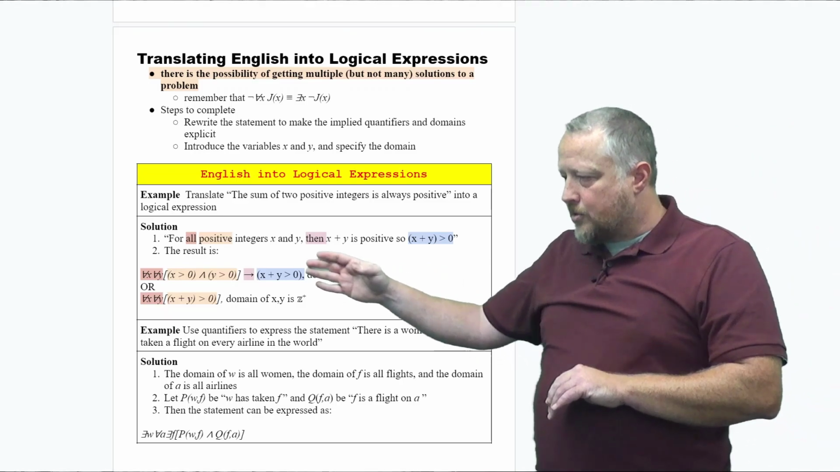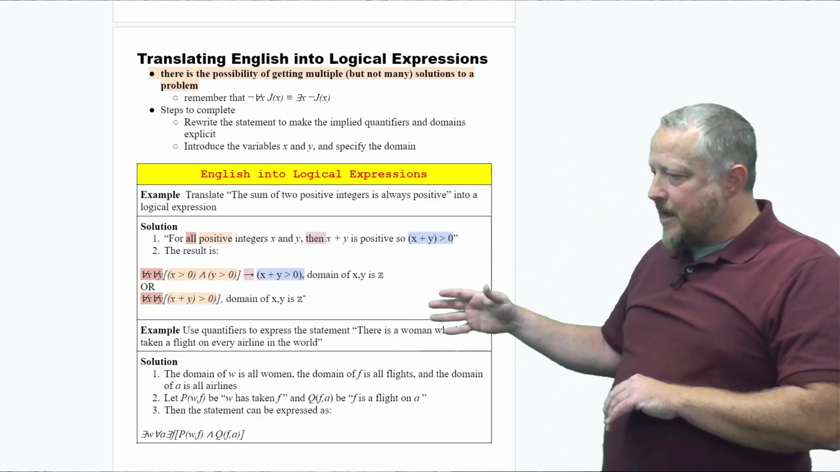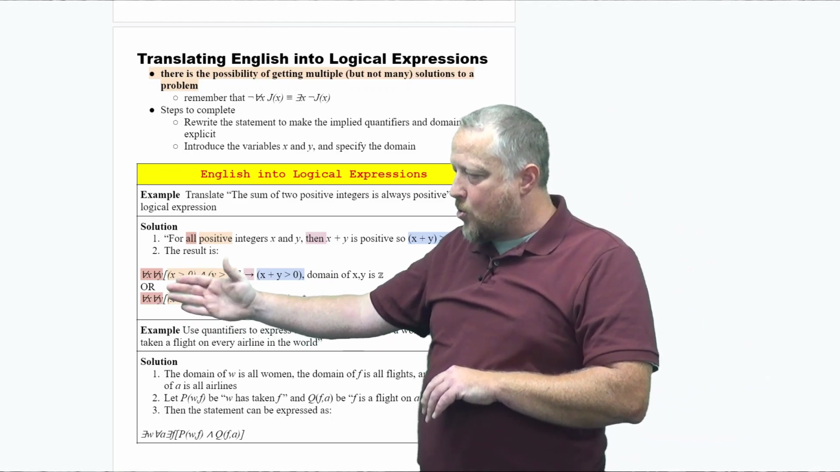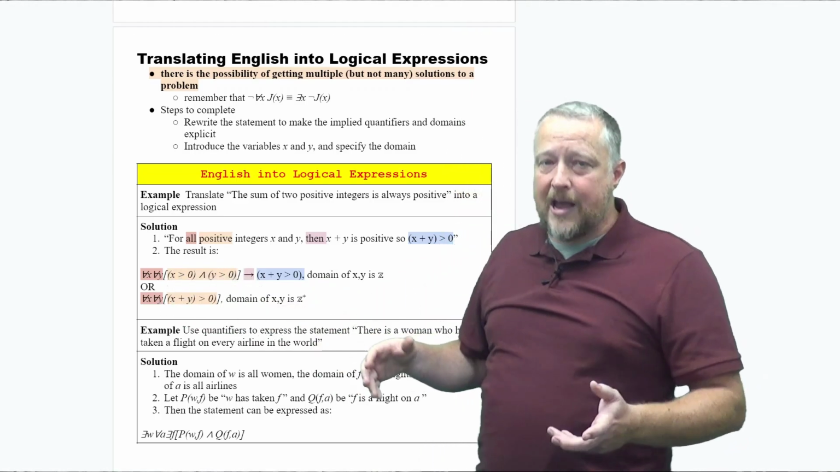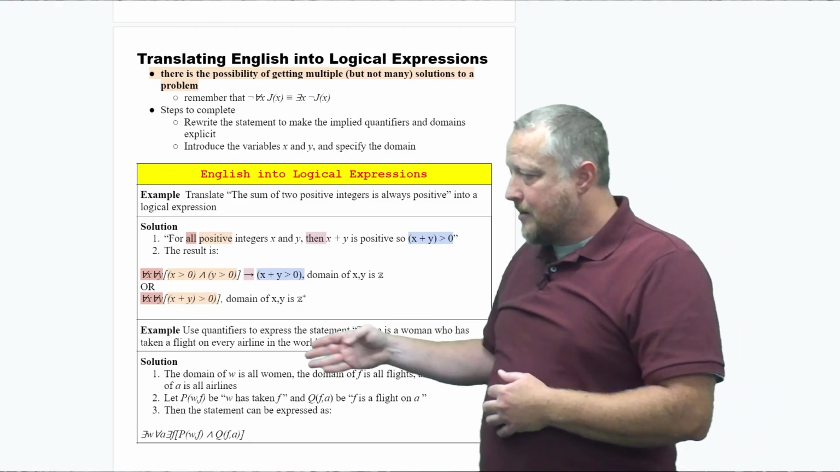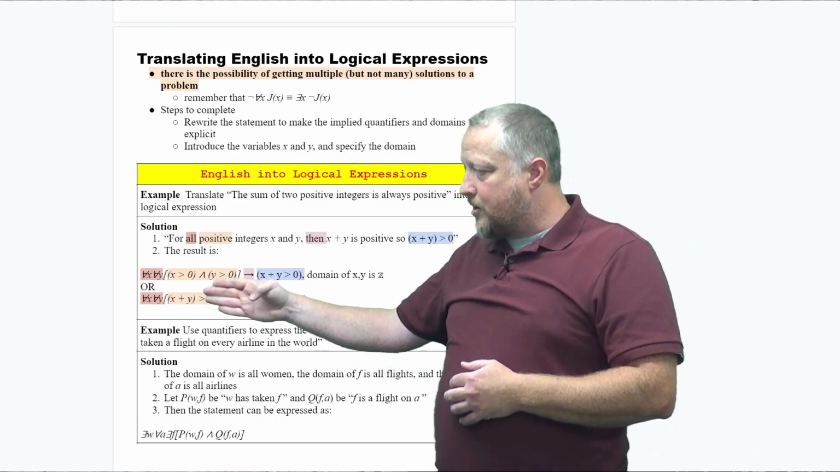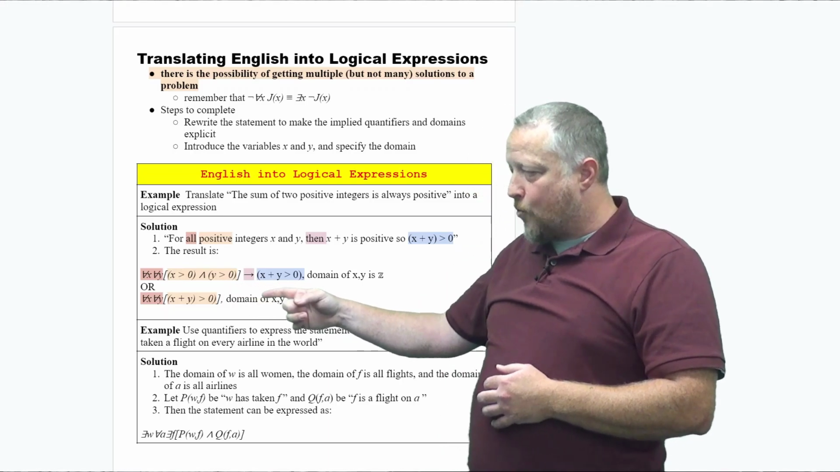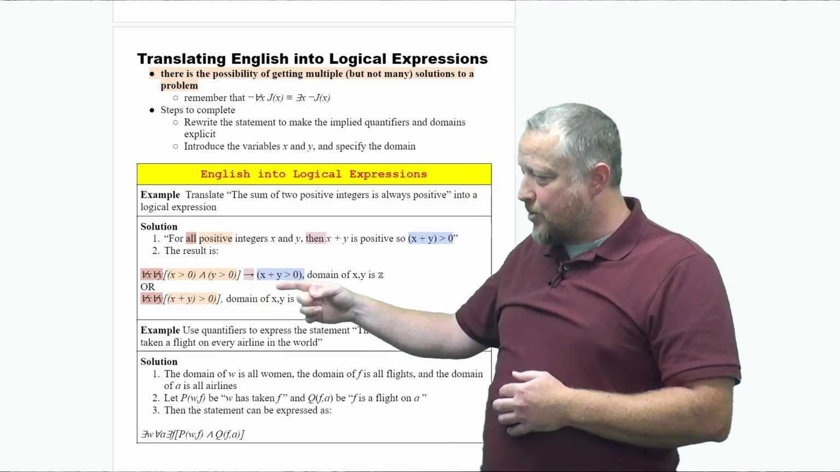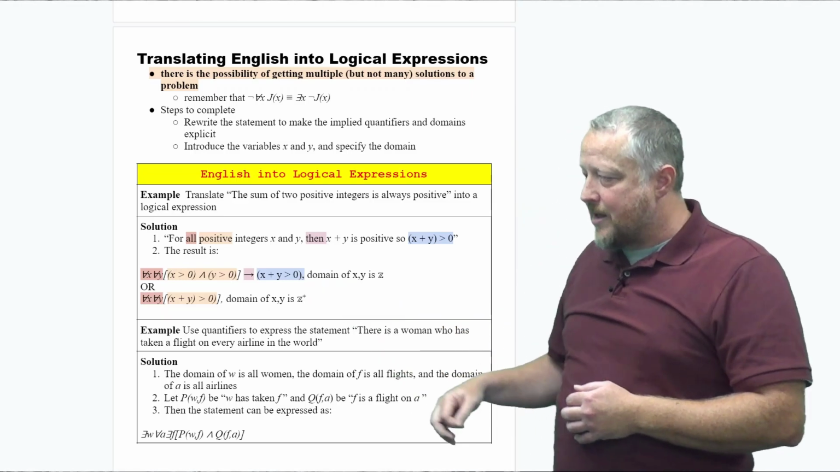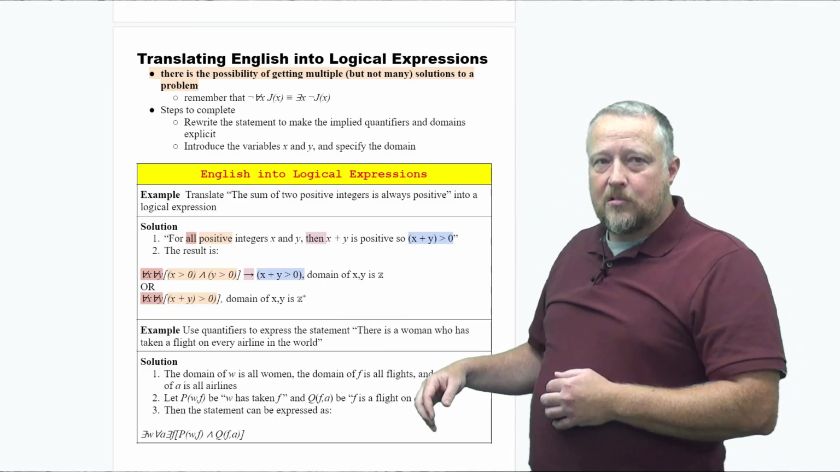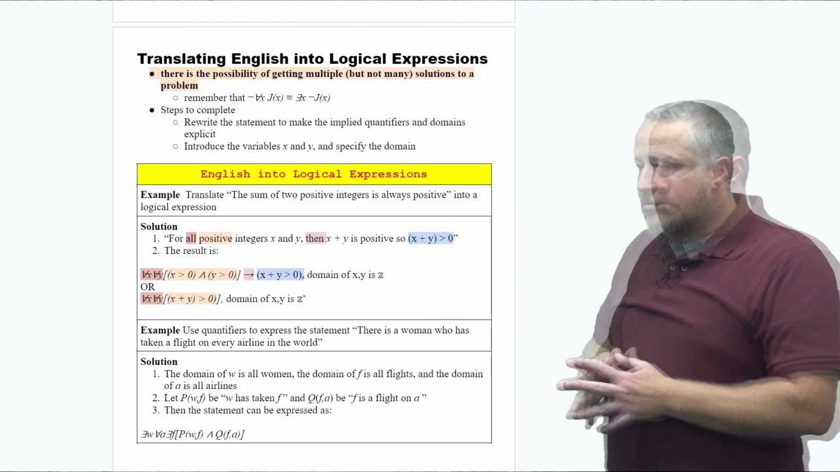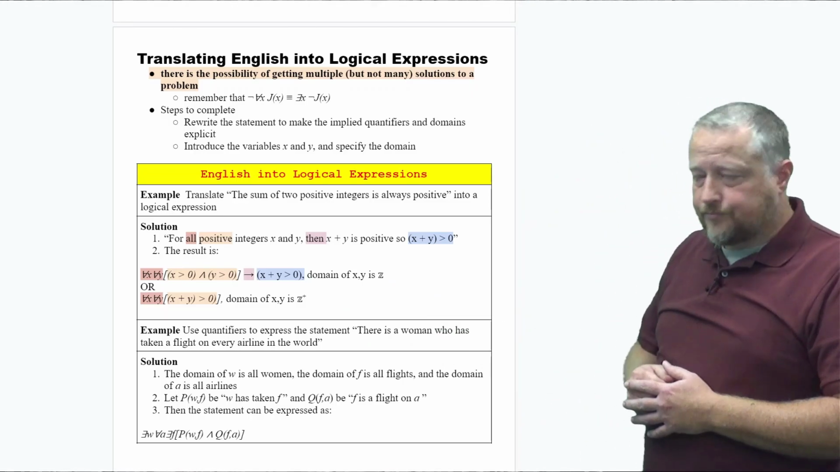Second part, so the result is now, again, the first part is we put in our quantifiers. We're looking for any x, we're looking for any y, as long as x is greater than 0 and y is greater than 0. Therefore, when we put those two together, it's going to be greater than 0. And the domain of x and y is our positive integers.